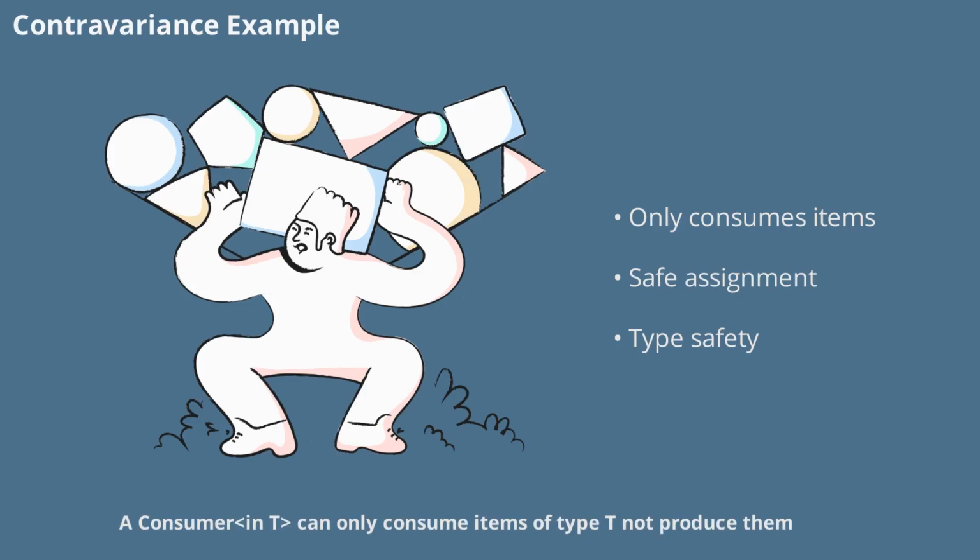Consumer in T can only consume items of type T, not produce them. This means you can assign a consumer fruit to a consumer apple, since a general fruit consumer can handle apples. Contravariance ensures you don't accidentally use types in unsafe ways.